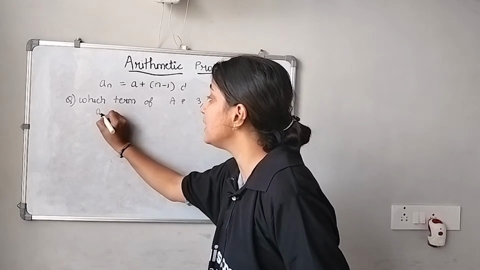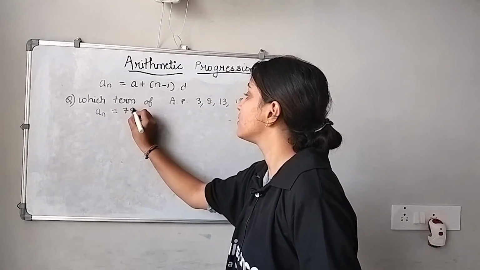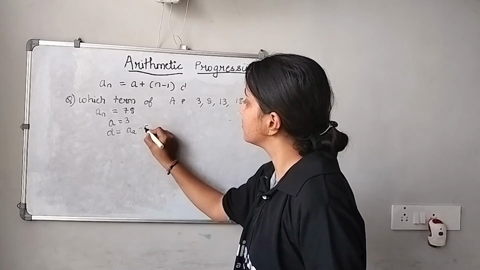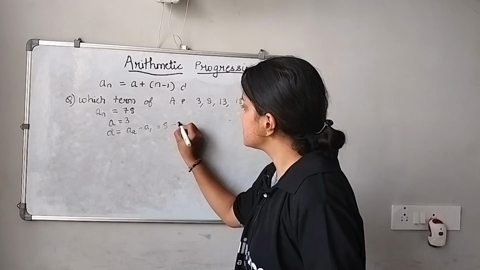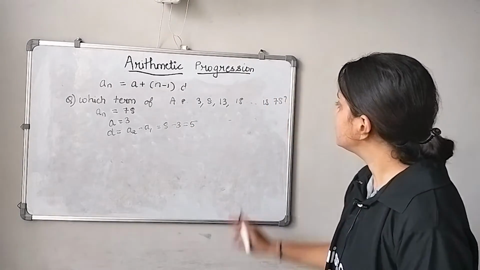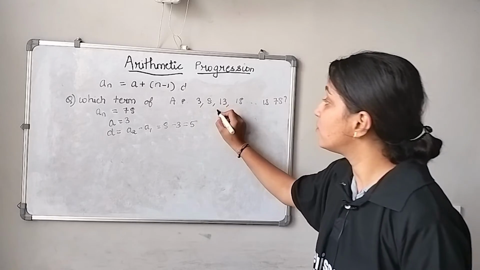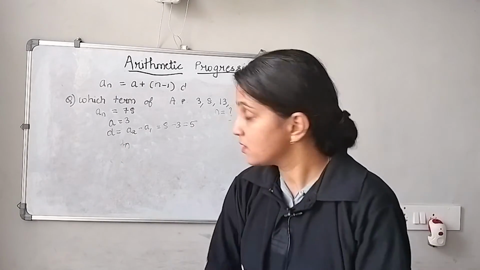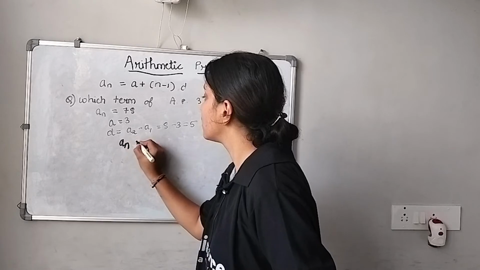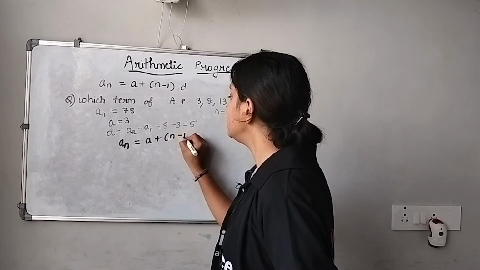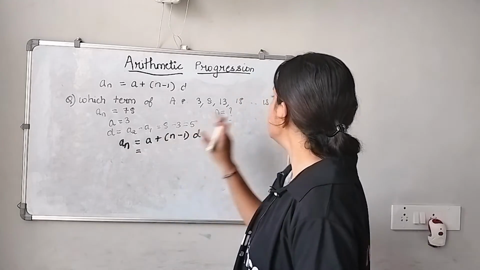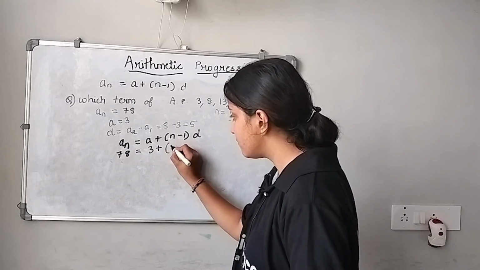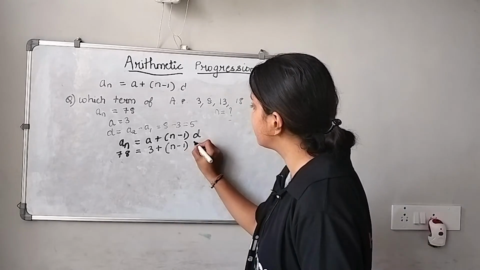So we have been given an, that is 78. Then A is 3. D is A2 minus A1. A2 is 8 minus 3, that is 5. And now we have to find what our N is. So use this formula: an equal to a plus n minus 1 into d. Now, an is given as 78. So we'll write 78. A is 3 plus n, which we need to find, into d, which is 5.